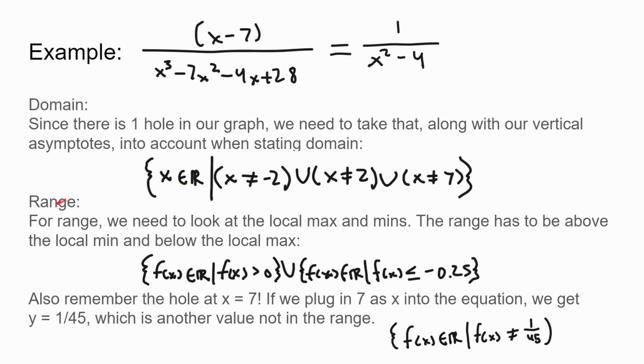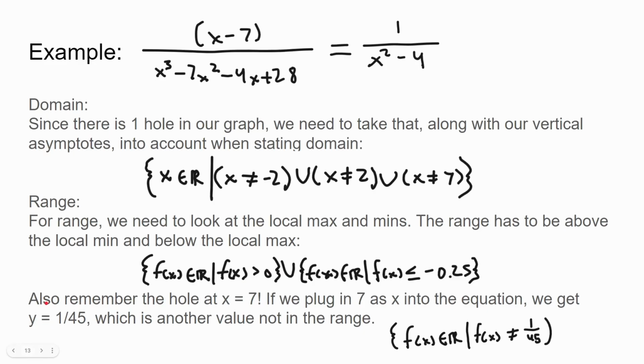All right? Now for the range, we need to take a look at our local max and mins. The range has to be above the local min and below the local max. So what we have here is f of x belongs to R, where f of x is greater than 0, but at the same time, f of x belongs to R, but f of x is less than or equal to negative 1/4.